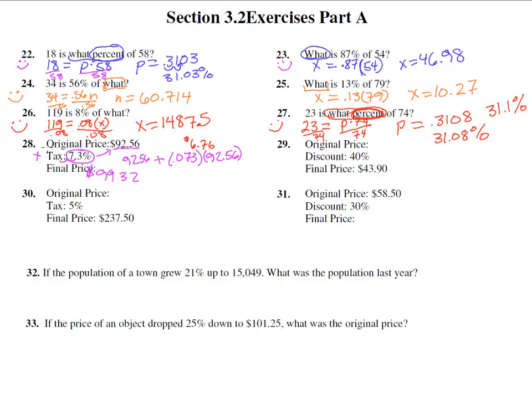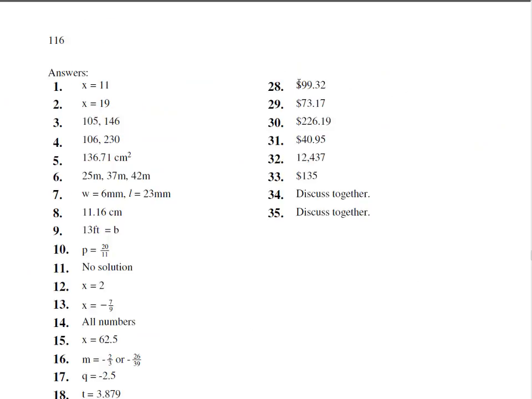Now we should note that they gave us the original price and the tax rate, so we were able to just use arithmetic. There were no variables in here at all. Let's check our answer. And there we have 99.32.